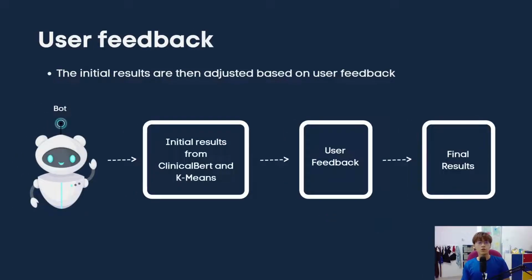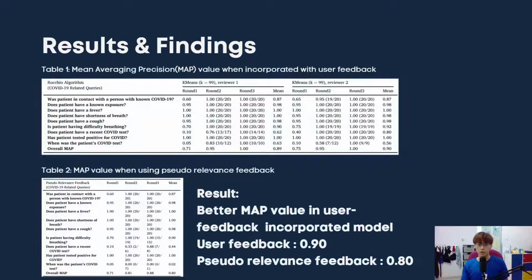The last component is user feedback. The result obtained from clinical BERT and K-means are adjusted based on user feedback. Let's go to results and findings.